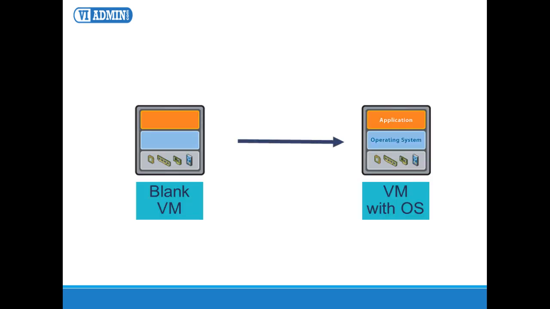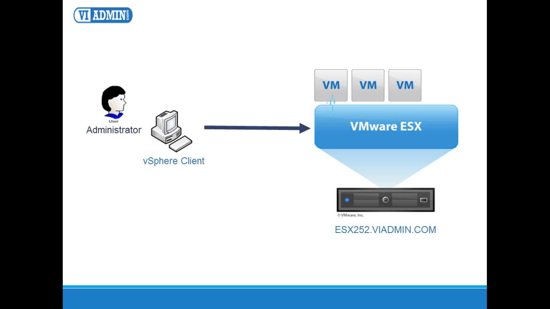Okay, so the first step is to create a blank container which represents the virtual machine configuration, and then we are going to install an operating system inside the container. To install an operating system inside that blank container, you must use the virtual machine's console.